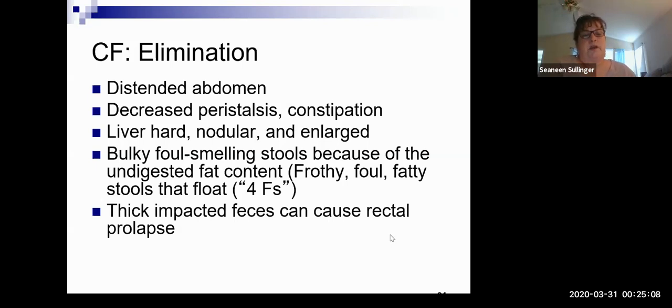The stools, if you think about the 4 F's, bulky, foul-smelling stools, because the fat isn't digested. So it's frothy, foul, fatty stools that float. So when you're talking about floating stool, that's related to the cystic fibrosis. And then if there's an impaction, where the stool, the feces is so impacted it can't move out, the rectum could prolapse, which is not fun.